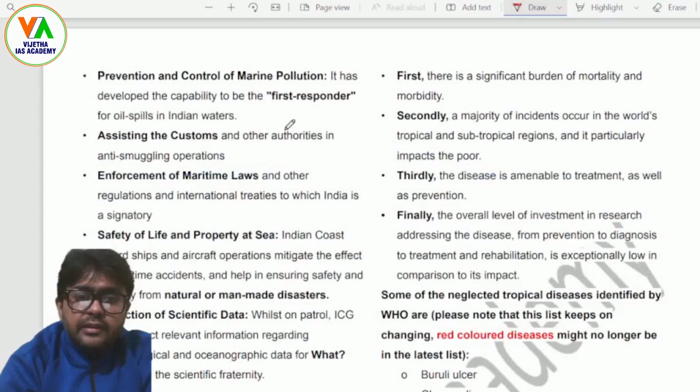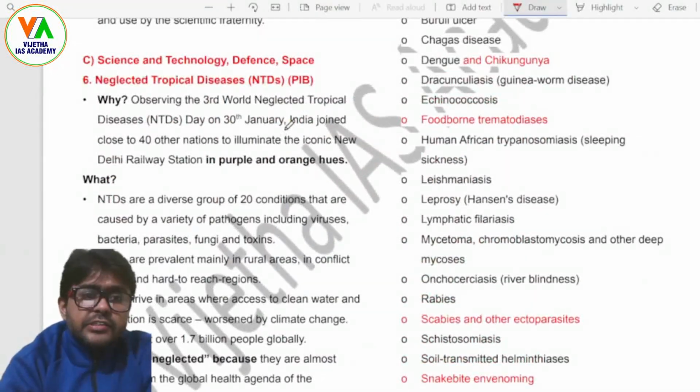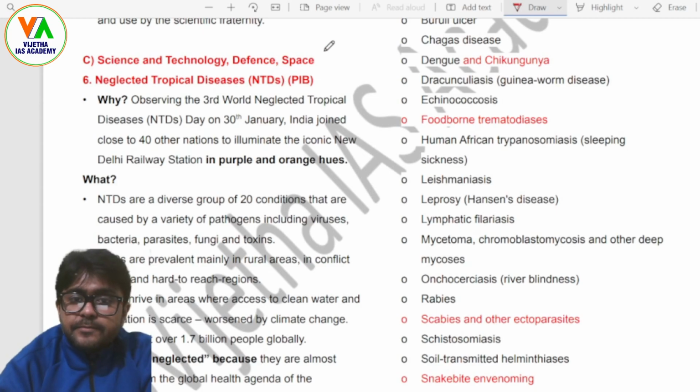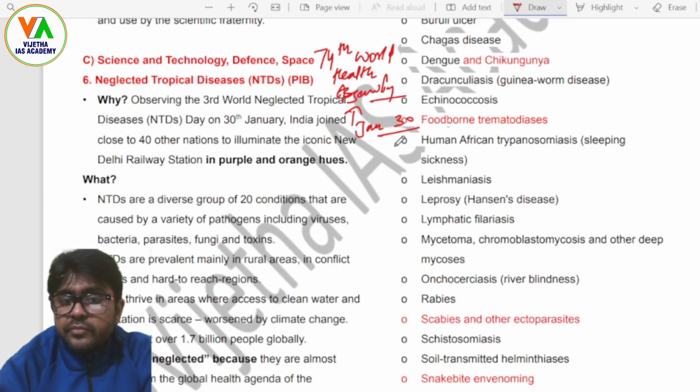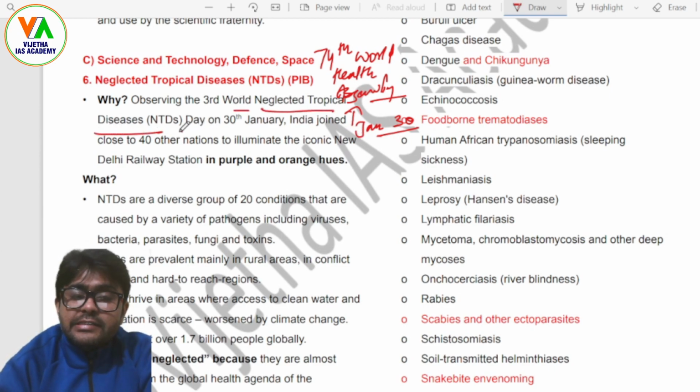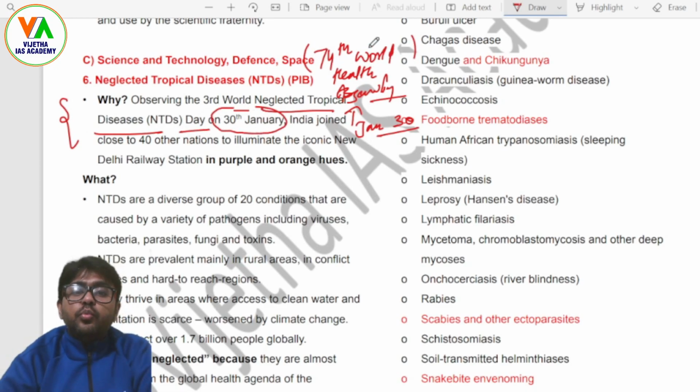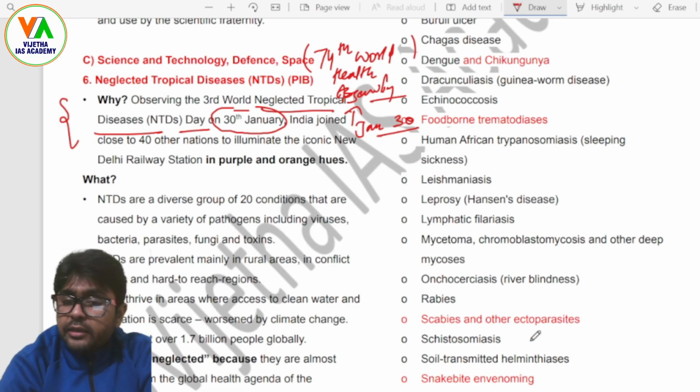It is the 74th World Health Assembly. It is said that every year on 30th January shall be observed as World Neglected Tropical Disease Day, right? The 30th January, and it is decided in the 74th World Health Assembly that it will be observed as this day, right?